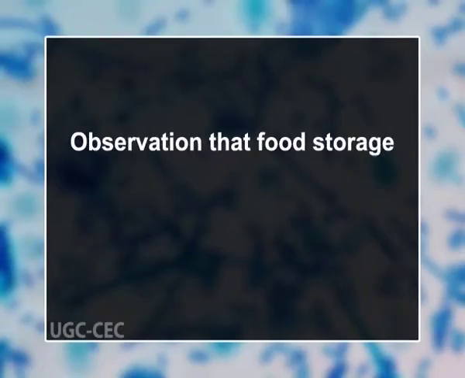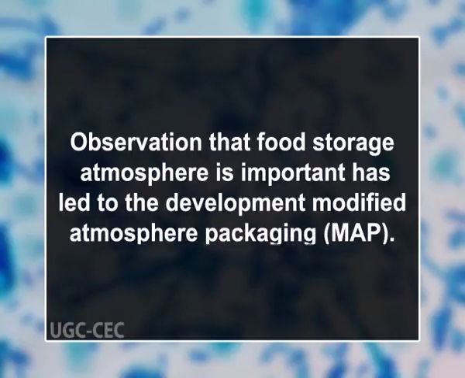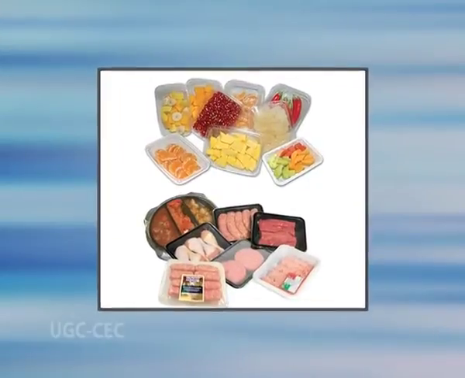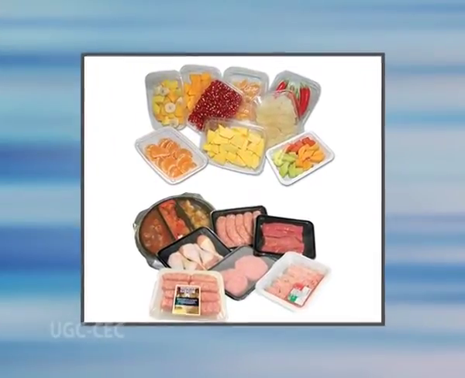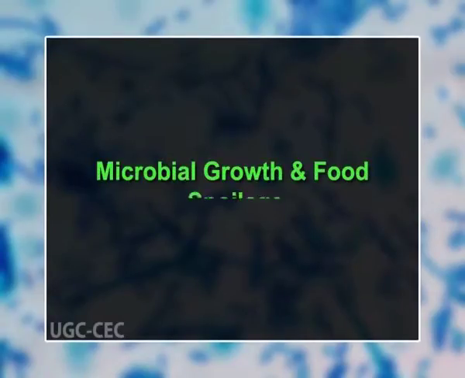The observation that food storage atmosphere is important has led to development of modified atmosphere packaging, that is MAP. By the use of modern shrink-wrap materials and vacuum technology, it's possible to package foods with controlled atmosphere. Now coming to microbial growth and food spoilage.